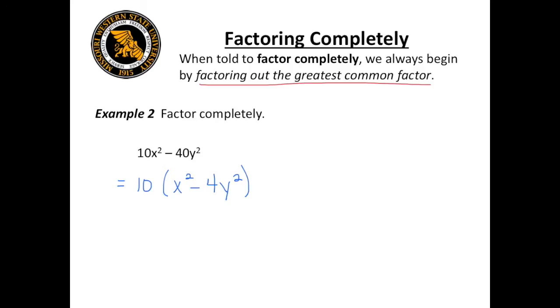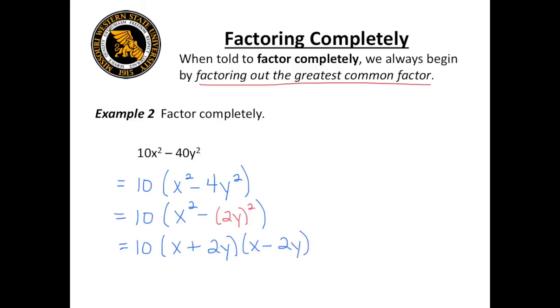Considering what's left in parentheses, we notice that we have a difference of two squares. The first term is x squared. The second term can be written as the quantity 2y squared. Once we've identified the two terms being squared in our difference of two squares, we can continue factoring, writing our final factorization as 10 times x plus 2y times x minus 2y. And now our expression is factored completely.